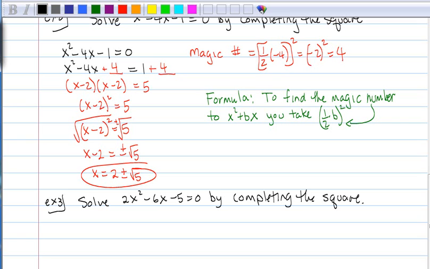Sometimes they factor out the 2. Sometimes they divide by the 2. If you have an equation, it's easiest to divide by the 2. So that's what we're going to do here. We're going to get rid of that 5 the same way we did previously by adding 5 to both sides. And I'm going to divide everything by 2. So I end up with x squared minus 3x equals 5 over 2. And I'm going to put a space because I want to add my magic number.